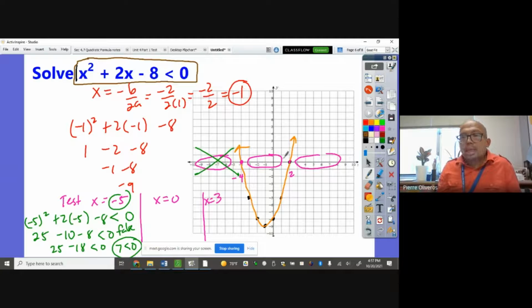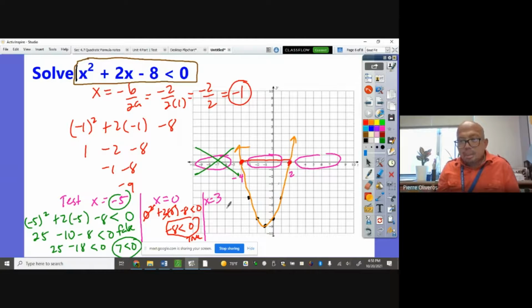So let's pick the middle one. Let's pick the 0. If you put the 0 there, 0 squared plus 2 times 0 minus 8 less than or equal to 0. 0 squared is 0. 2 times 0 is 0. Is negative 8 less than 0? Yes, this is true. So we know the answer will be from here to there so far. Let's try the 3.